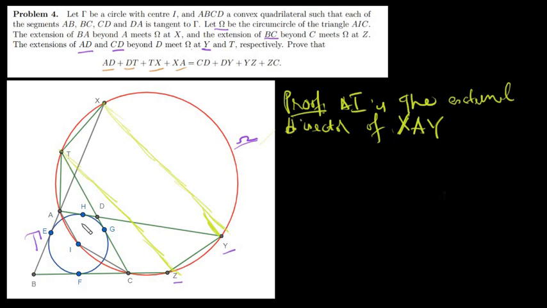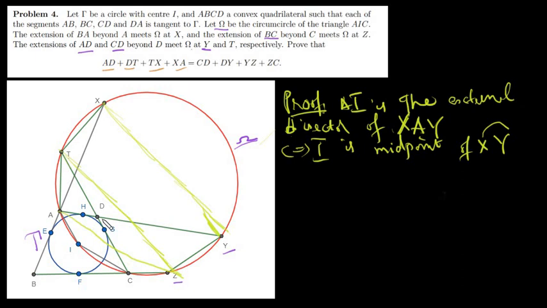What does this mean? This means that because the external angle bisector meets the circle at the point I, we know that I is the midpoint of arc, sorry, the midpoint of XY. Similarly, we can say that for the triangle ATZ, if you focus on that, once again, AI is the external angle bisector.